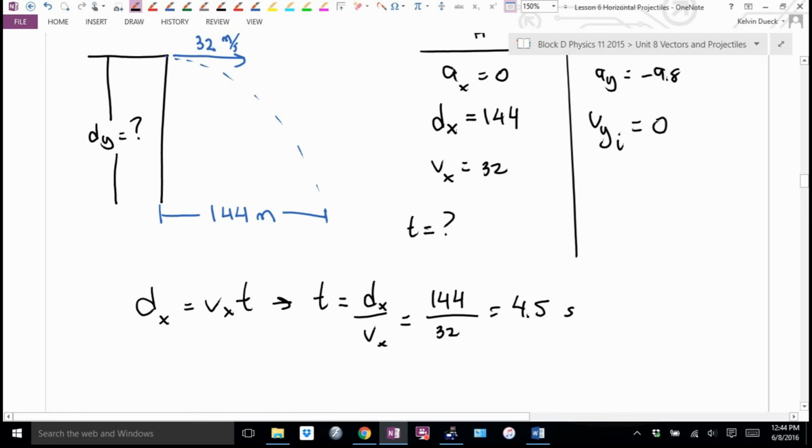Except that's not what they asked me to find. Connor, what did they ask me to find? Height from the ocean. Oh, are you saying they want me to find... I only have 2 things in my vertical column. Or do I?